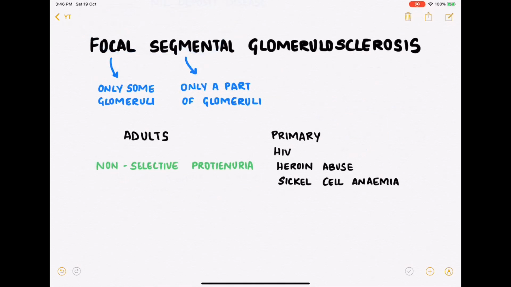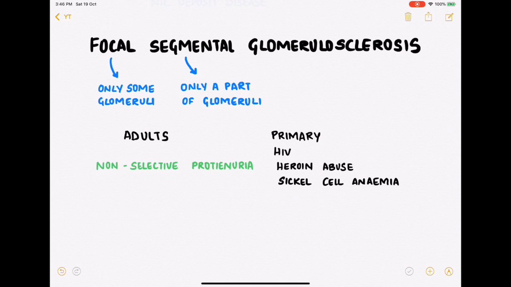The next cause of nephrotic syndrome is focal segmental glomerulosclerosis. Well, this is the most common cause of nephrotic syndrome in adults. It is called focal because only some of the glomeruli are actually involved. And it's called segmental because only a part of the glomerulus is affected.